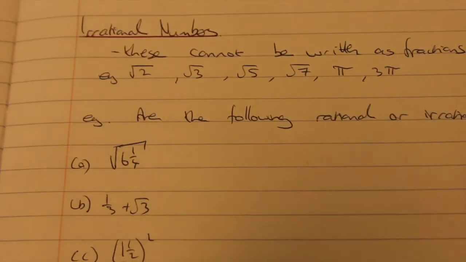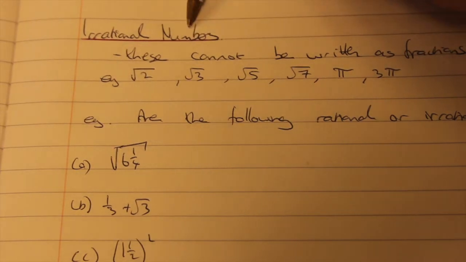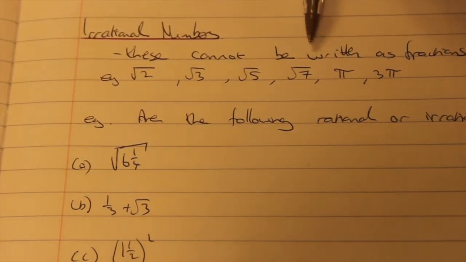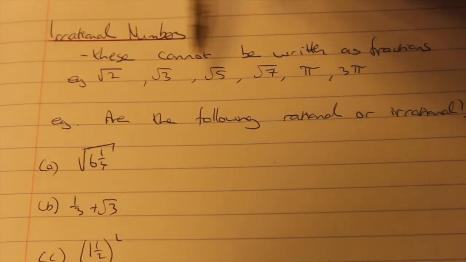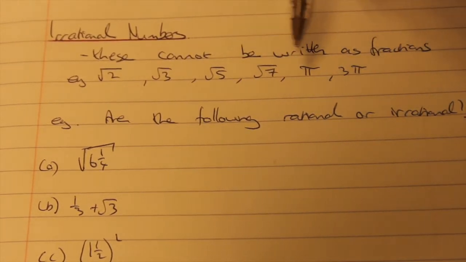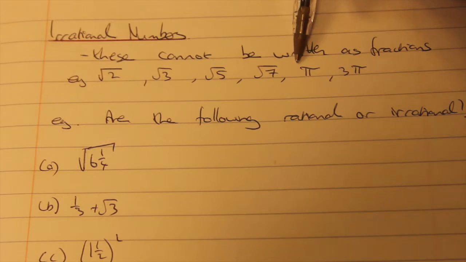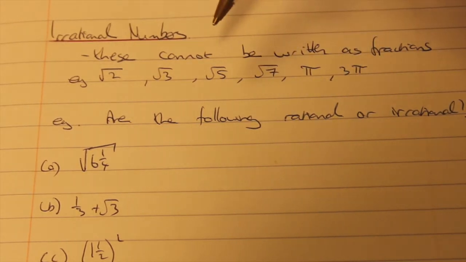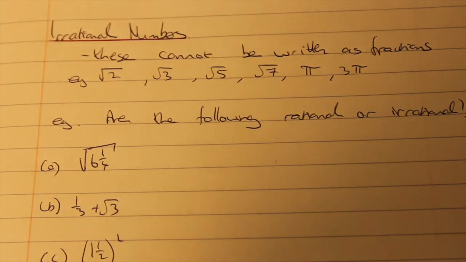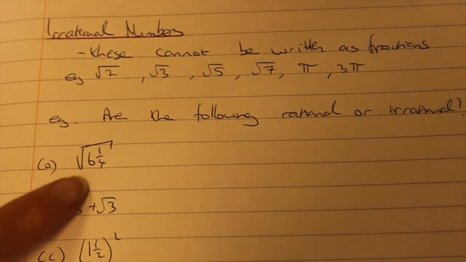I'm going to have a wee look at irrational numbers now. These are numbers which cannot be written as fractions, such as root 2, root 3, root 5, root 7, pi, which is 3.14, but it goes on forever, and 3 times pi. Basically, any number in your calculator that just gives you a big long answer in the display generally is an irrational number. Now, I'm going to check the following to see if they're rational or irrational.